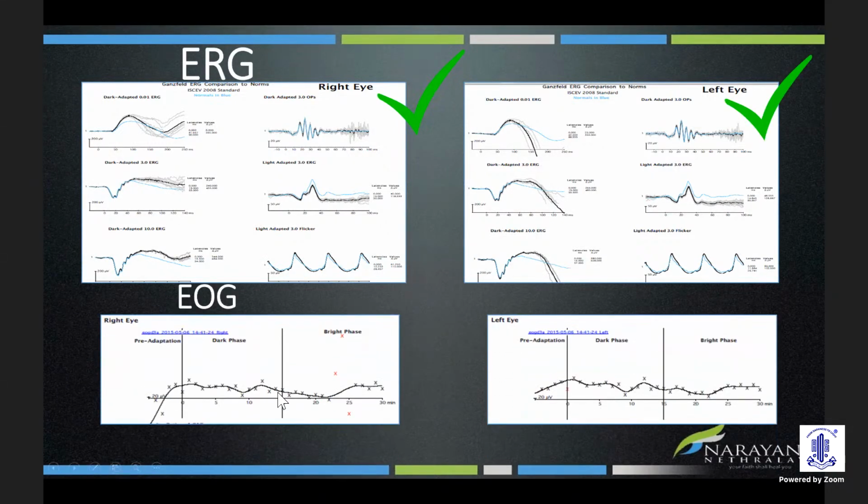Look at the EOG now. Electrooculogram is basically done to test the function of the retinal pigment epithelium, which has a dark trough and a bright light peak. Normally there should have been a peak like this, which is absent. That means the electrooculogram is abnormal. This is very classic of Best disease, which is a dominant disease. The ERG will be normal, whereas the EOG will be abnormal. The reason is that Best disease happens because of a defect in the bestrophin gene, which is supposed to function within the retinal pigment epithelium.